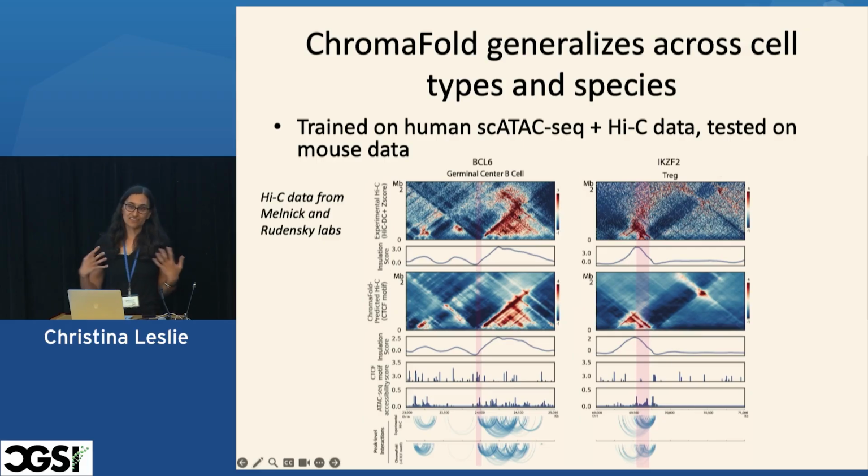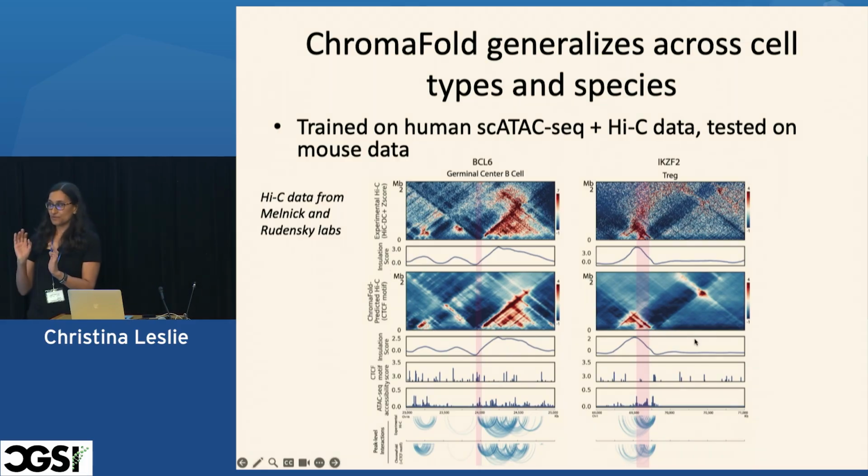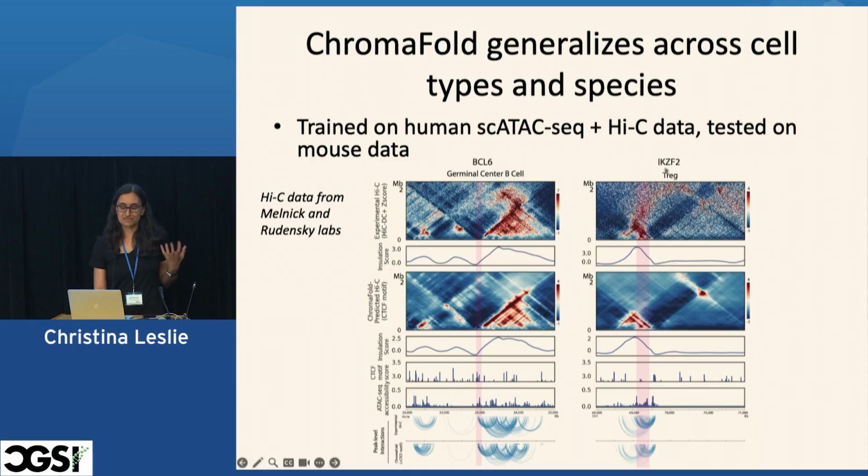And we happen to have the Hi-C data, and this is all from wonderful collaborators, the Rudensky and Melnick labs. And you can see the ground truth and the prediction. It's not bad, okay? So this is the BCL6 locus, this is the IKZF2 locus. These are important genes in these cell types. You might want to know what the enhancers are.